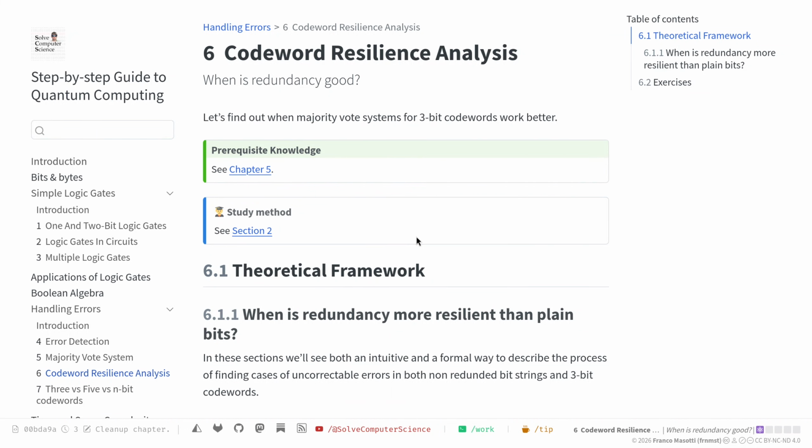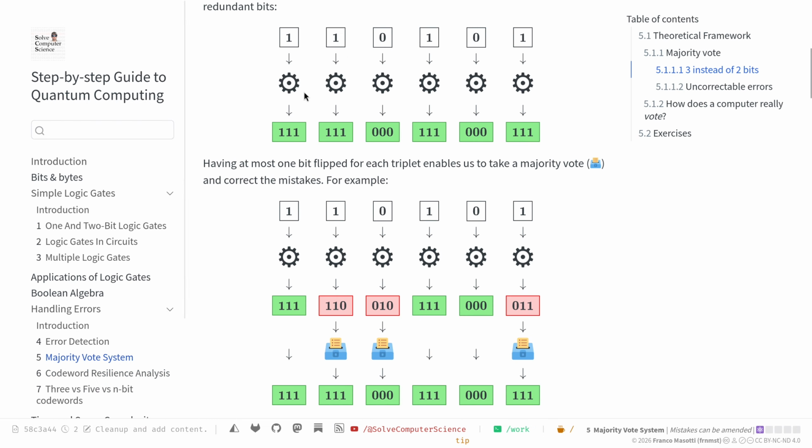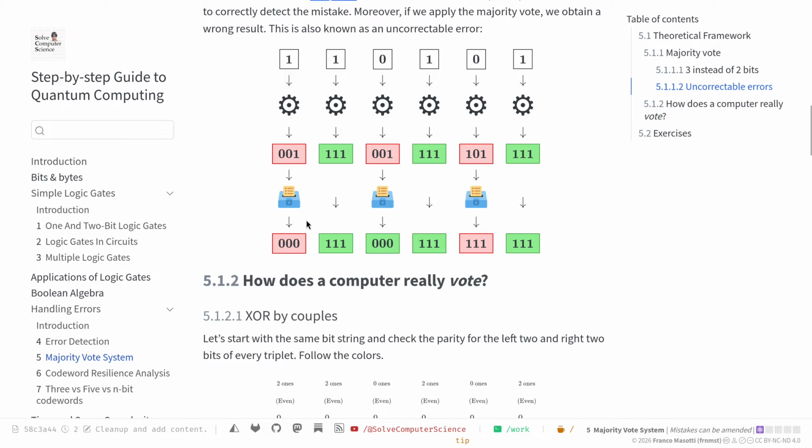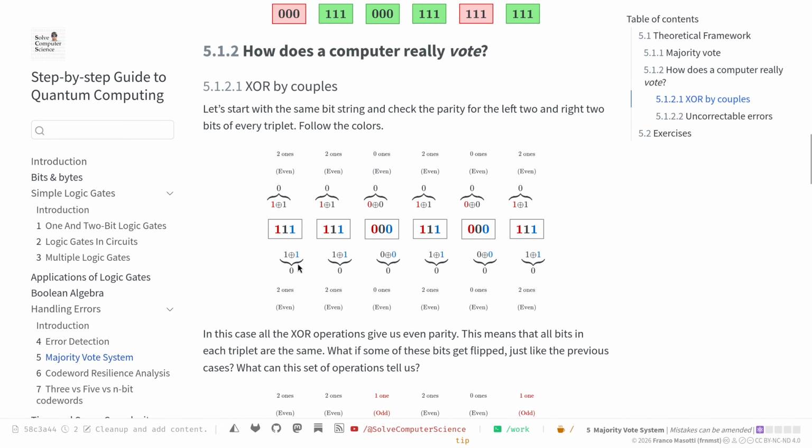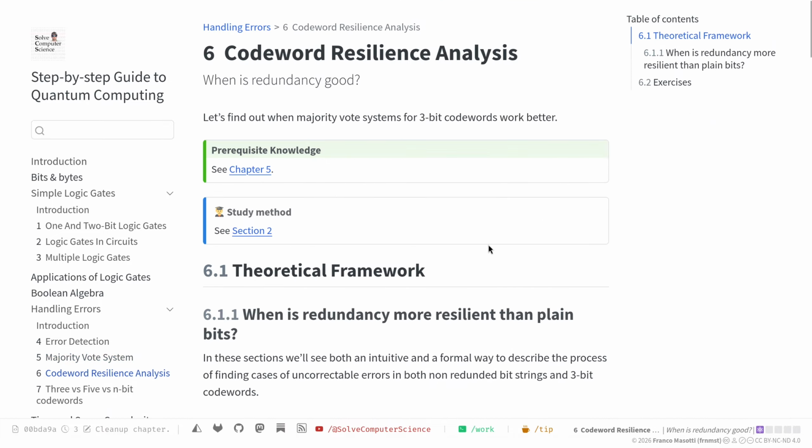So today we're going to continue from where we left off last time. When we talk about the majority vote system, if you remember, you make one bit redundant with three physical bits like this, and so you could correct the errors using the majority vote. Okay. So if you remember, this was implemented using several XOR gates. Today we're going to see more about the mathematical aspect of this.